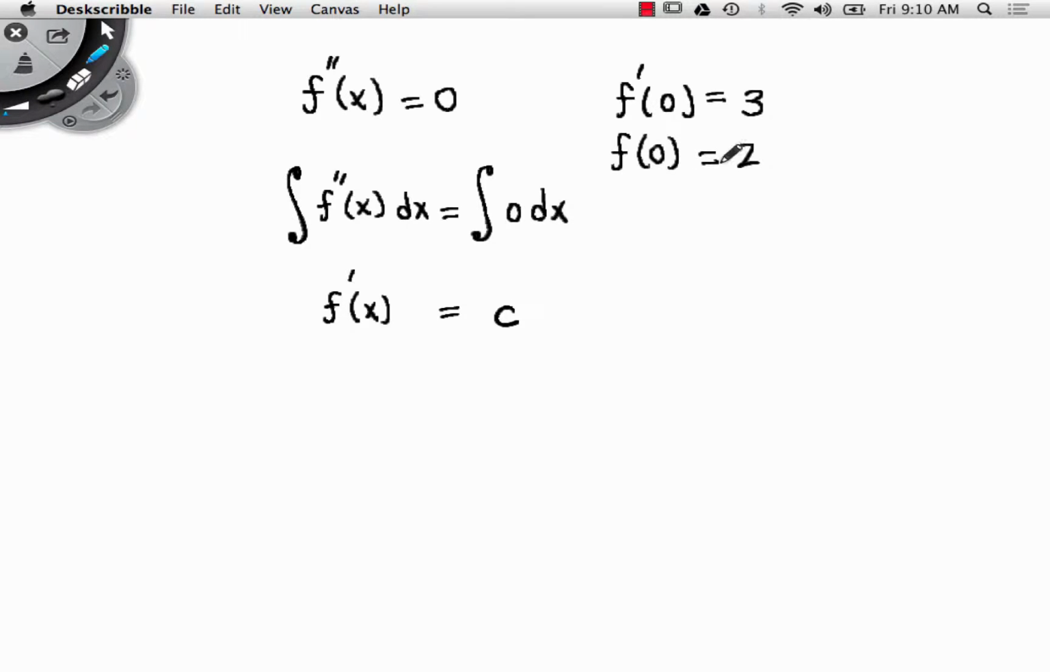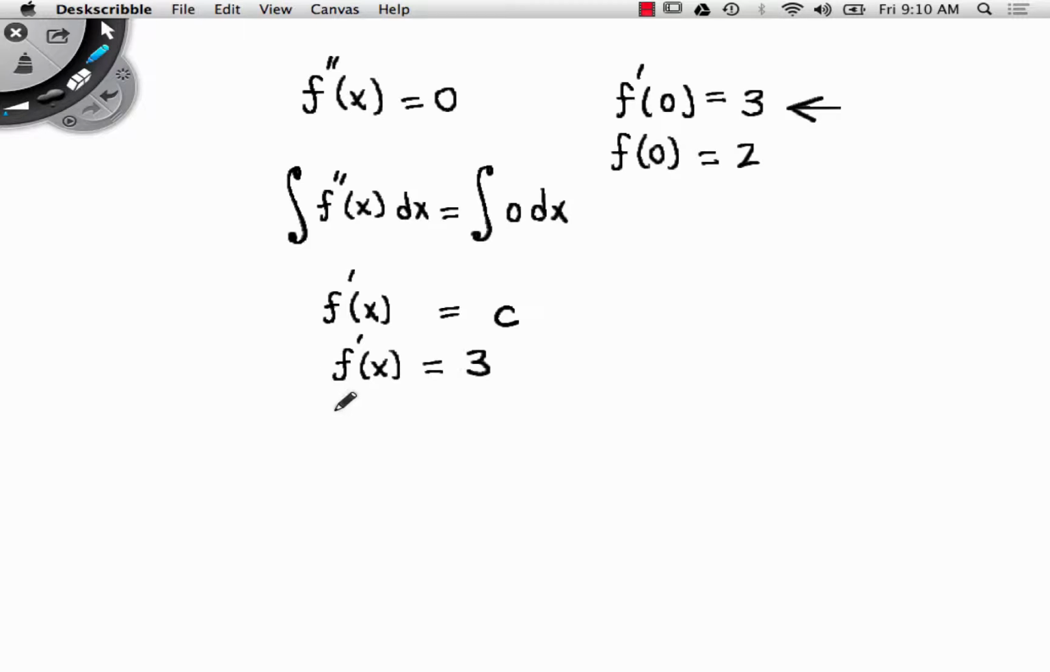Now, I already know from the initial value that f prime of 0 is 3. So I plug in 0, but there is no x here, but that's okay. So if x is 0, c is 3. Oop. And I went ahead and wrote c again. That's pointless. There we go, 3. Okay, what do I do now? Well, that means that f prime of x is 3.